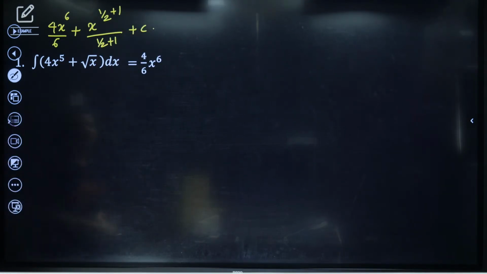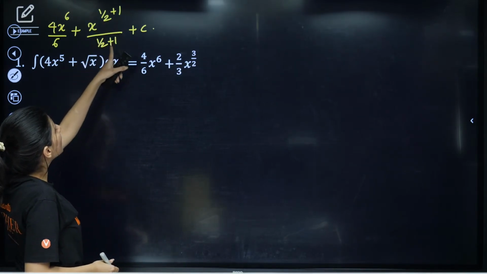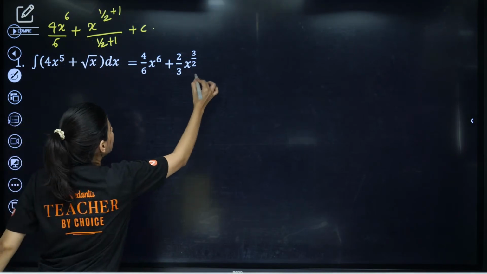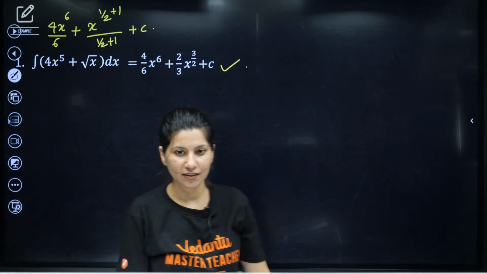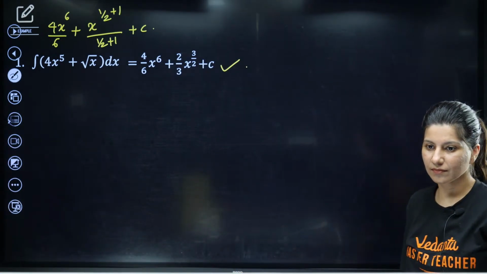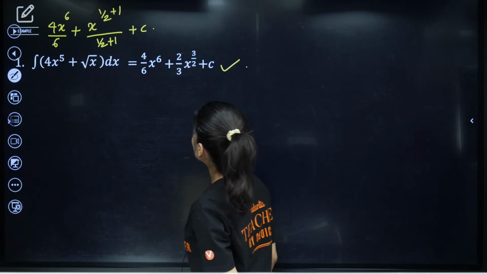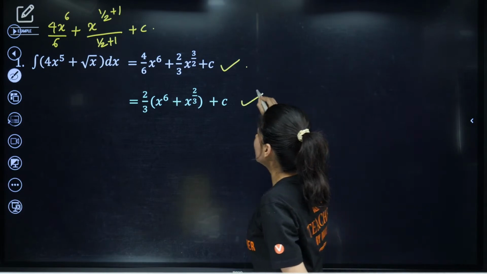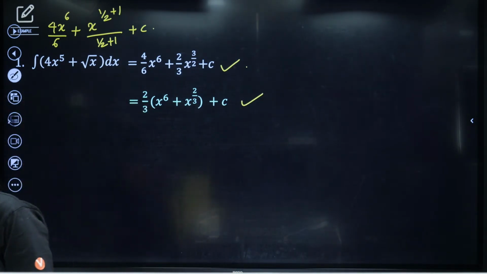So yes, this is how it is going to be. Now if you solve this, this is 3 by 2, so dividing by 3 by 2 becomes multiplying by 2 by 3, plus constant of integration. This is the final result. 4 by 6 is again 2 by 3. So 2 by 3 x raised to power 6 plus 2 by 3 x raised to power 3 by 2. Correct? Easy peasy.